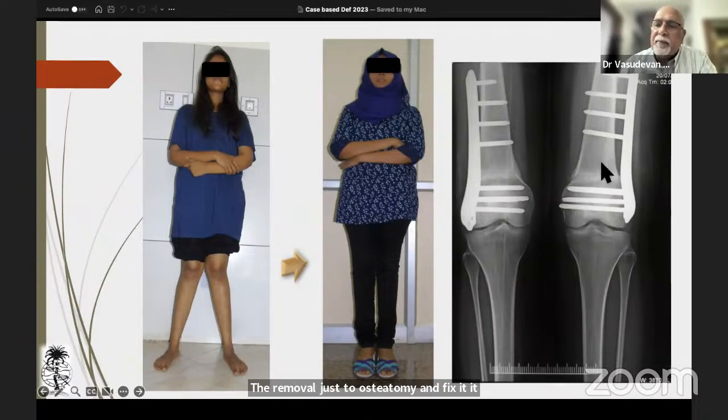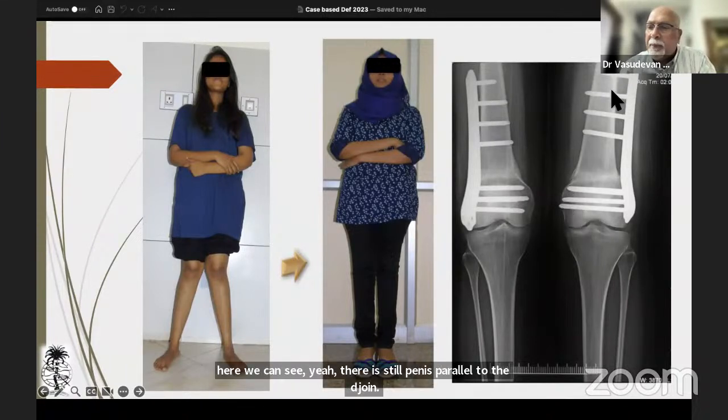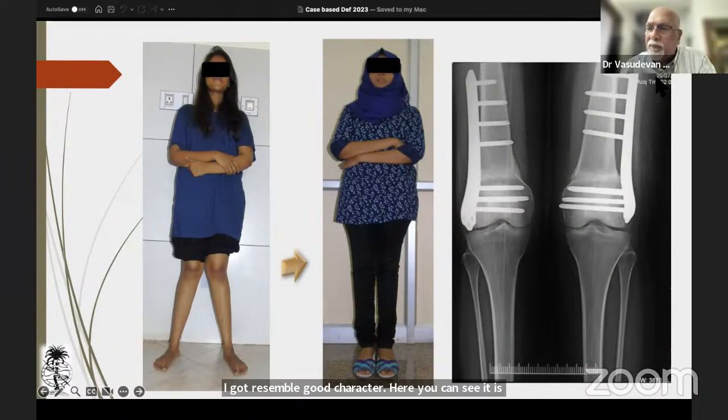And here you can see the distal pin is parallel to the knee joint. I got reasonably good correction. Here you can see it is not perfectly parallel. I have to keep the plate a little off.